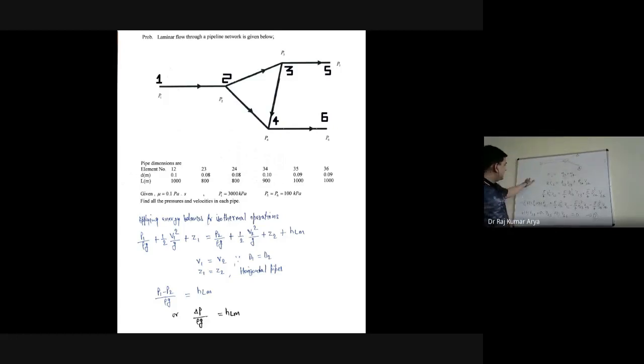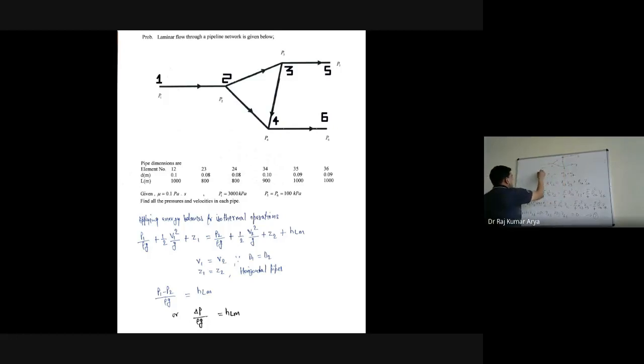So same way, this part is completed. Now you can have till this here. So here you have a junction point. Here you also have a junction point. So let's do for that. Now again go to your pipeline there. 1, 2, 3, 4, 6, and 5. Okay. Now come back to this point here.